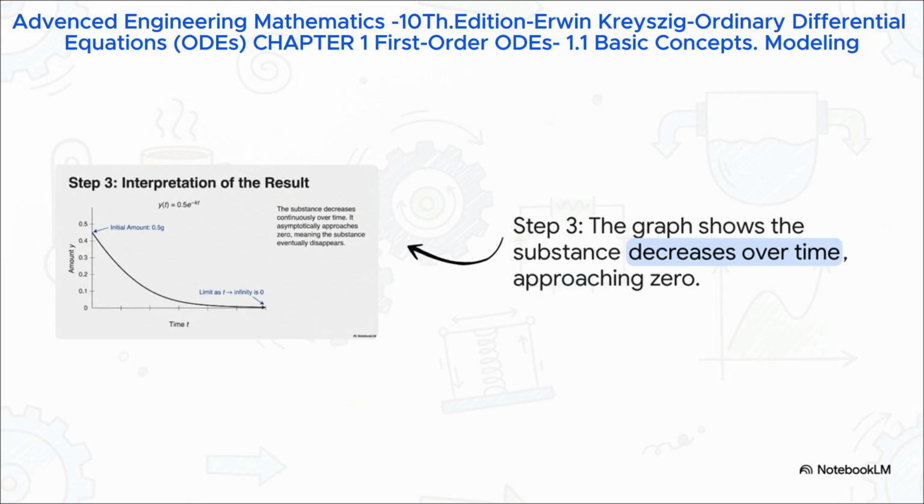The curve starts right at our initial amount, half a gram, and then it decays exponentially over time. Now notice how it gets closer and closer to 0, but it never actually touches the axis. This is called an asymptotic approach. It tells us that, mathematically speaking, the substance never completely vanishes. It just gets infinitely small.